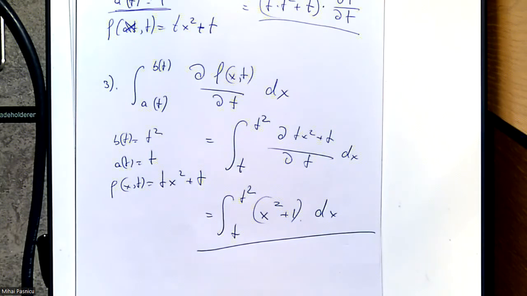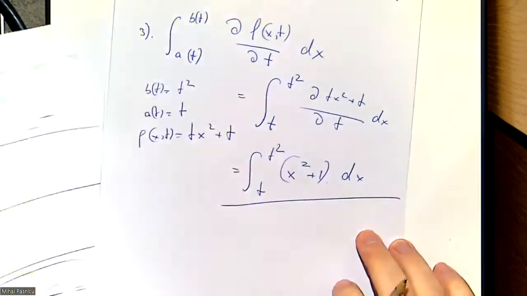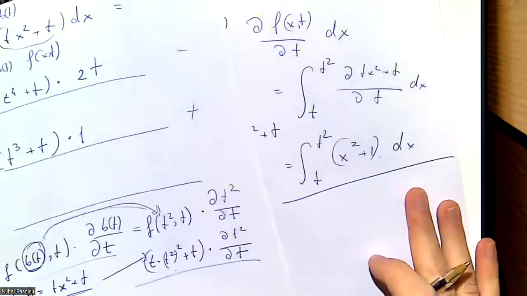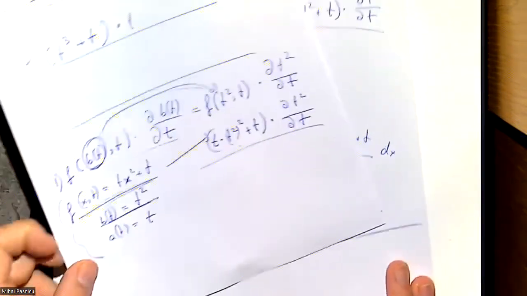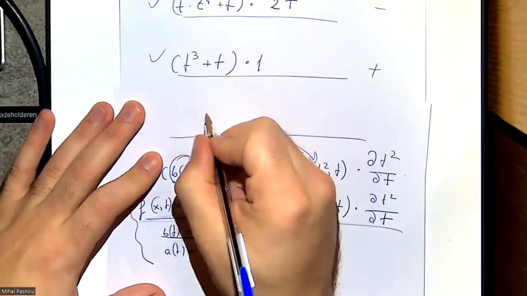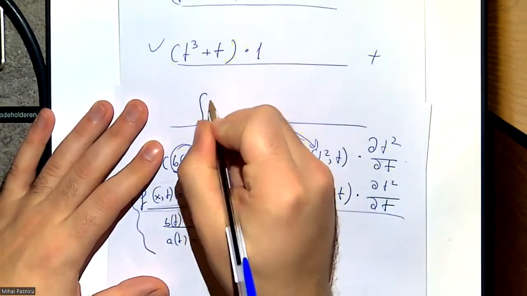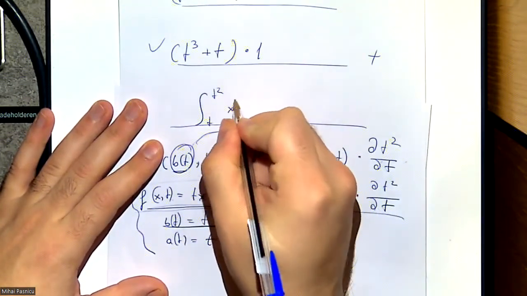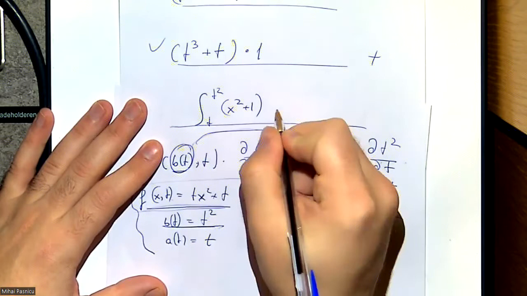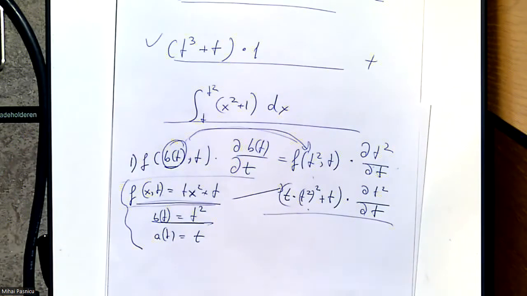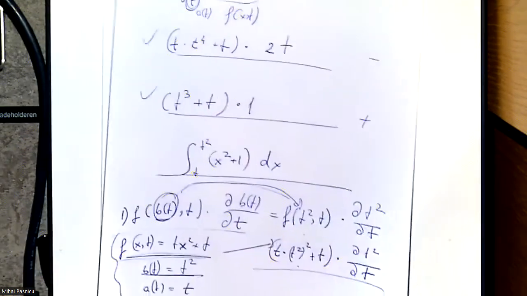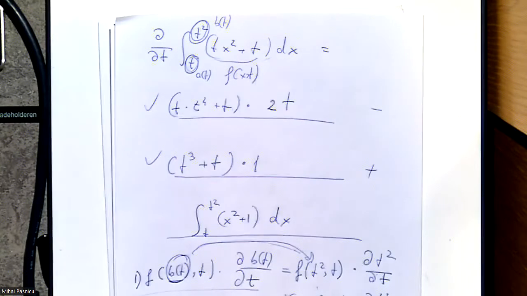And now I can just take this final term, plug it in here, and I'm done. I just get, this is the integral from t to t squared of x squared plus 1 dx. Okay, and this is how I applied my Leibniz formula to this function. Okay, any questions on how I applied it or everything?